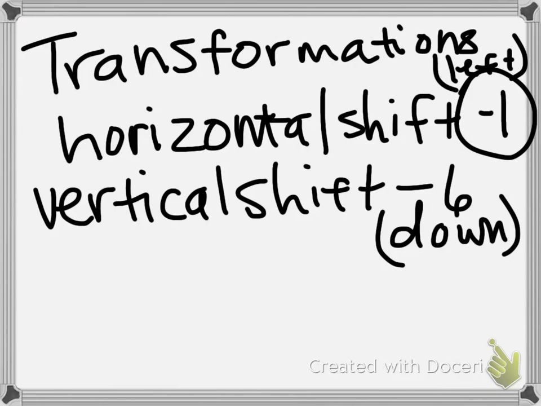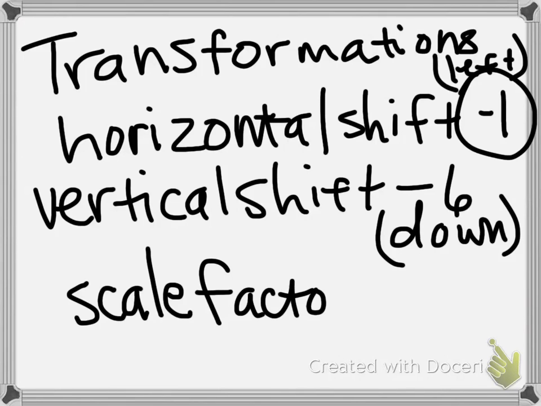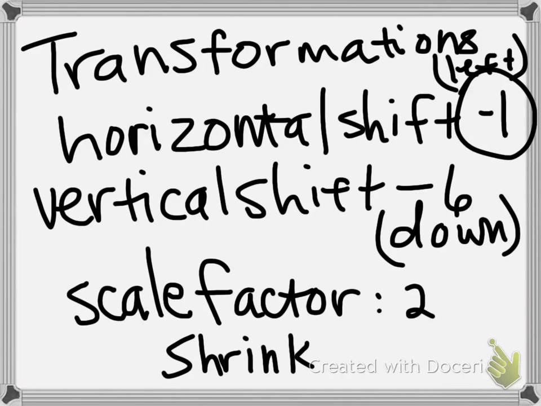And then the 2 was called a scale factor. So the scale factor was 2. So it's 2 times skinnier, or you could call it a shrink because it's skinnier. It's a shrink by a scale factor of 2.